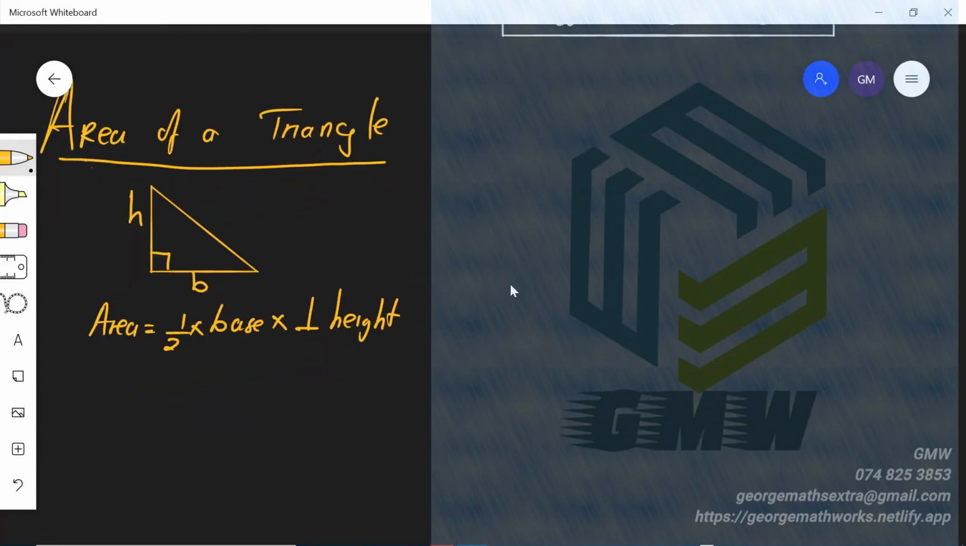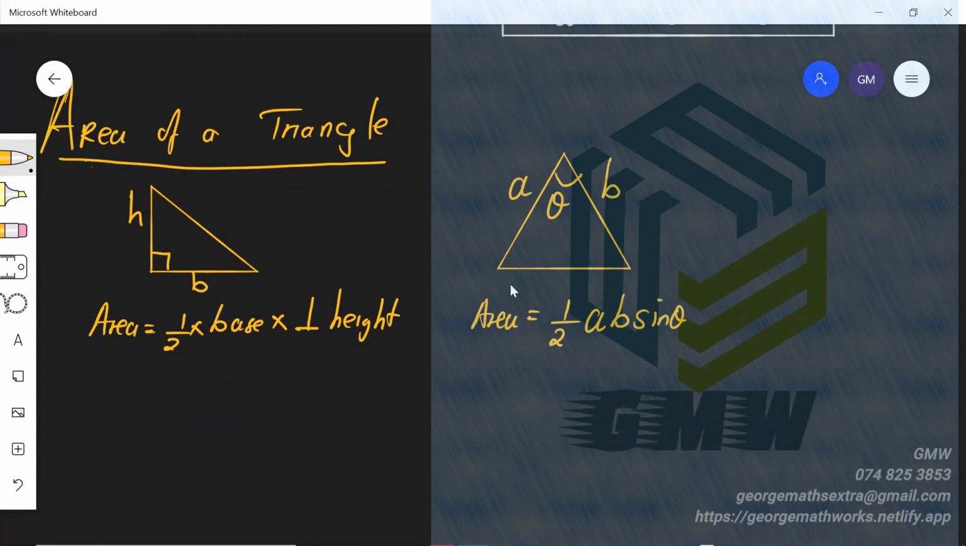Yes. But if you are given a triangle like this, then you have the angle theta and you have side A and side B. Area is equal to half A B sine theta. This is another formula. All these are in the formula sheet. It just depends on whether the data you have is enough. Do you have the perpendicular height or are you given angles? You agree?